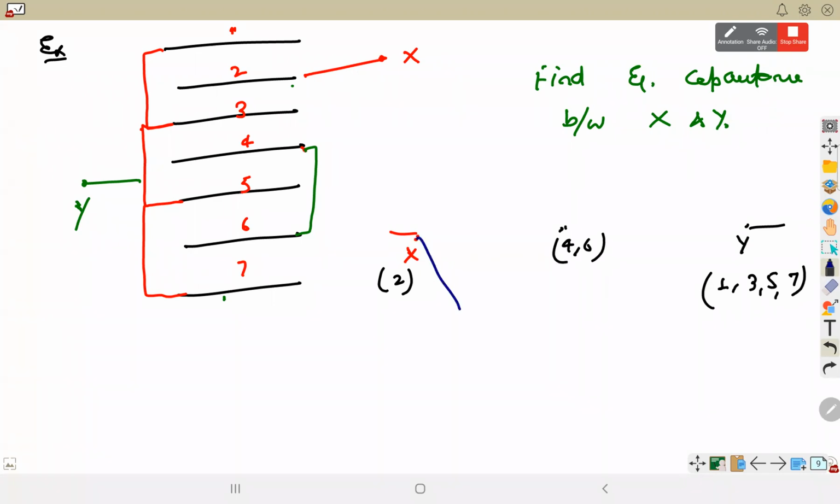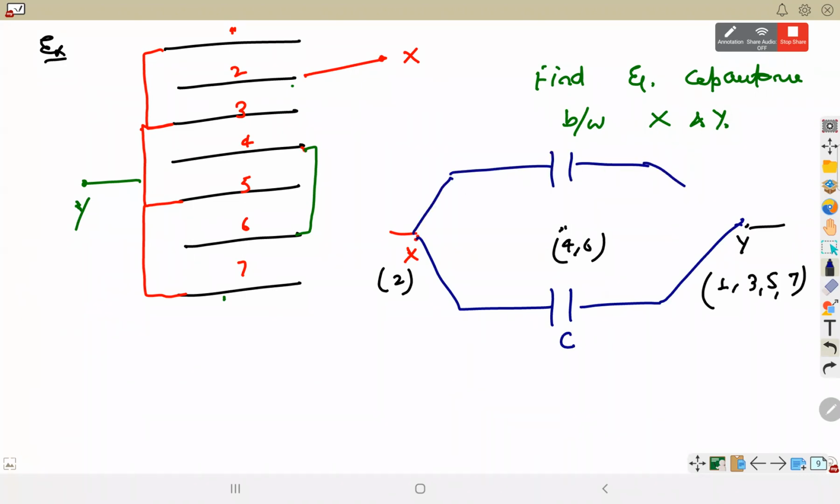First is between 1 and 2. Then between 2 and 3. Then between 3 and 4. Then between 4 and 5. Then between 5 and 6. And then between 6 and 7. Okay. Between 2 and 4 is nothing.